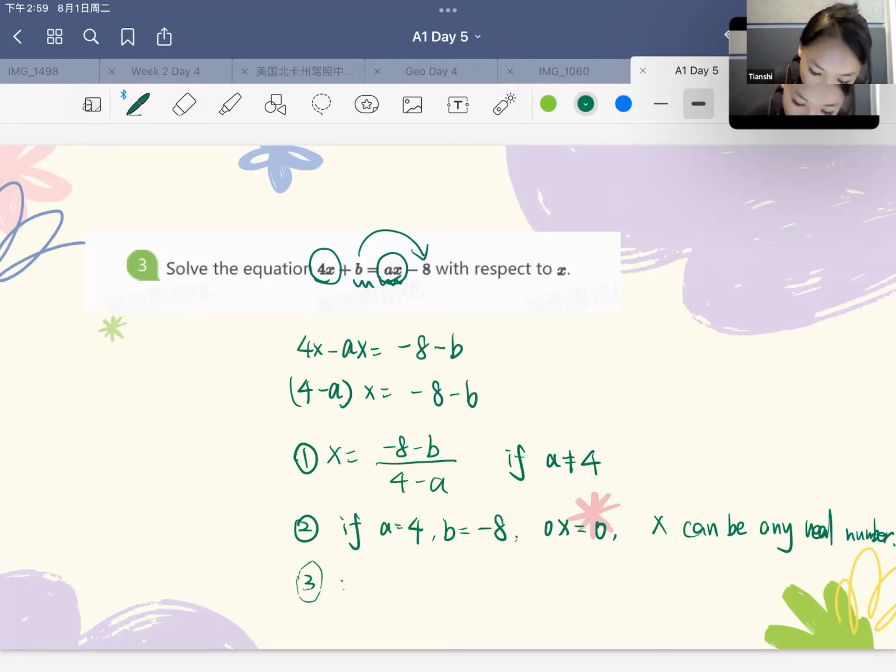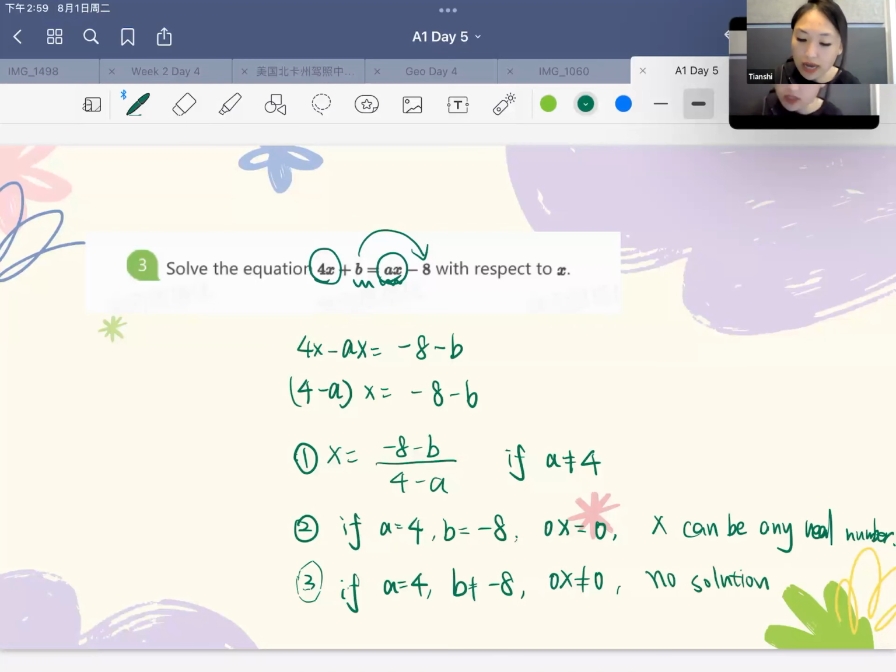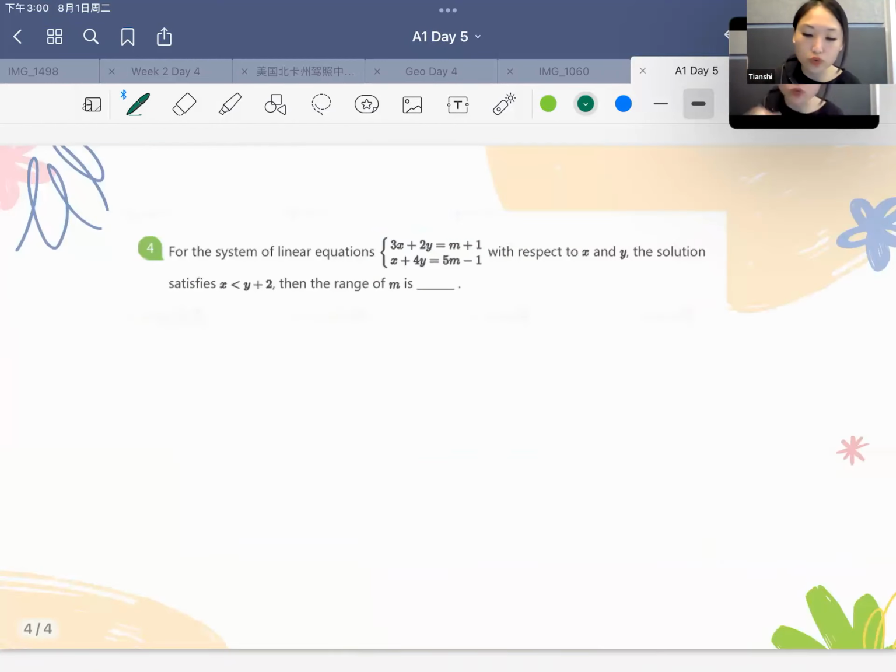But if a equals 4, but b is not equal to -8, so for example, on the left side we have 0x, but on the right side we have something that is not equal to 0, then there is no solution for x, because under no circumstance can the equation be valid. So for this question, we have 3 situations, and based on whether a equals 4 and whether b equals -8 or not, we need to discuss different situations. So that's all for this question, and let's go to the last question.